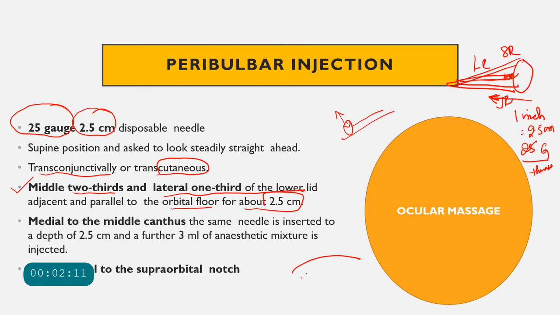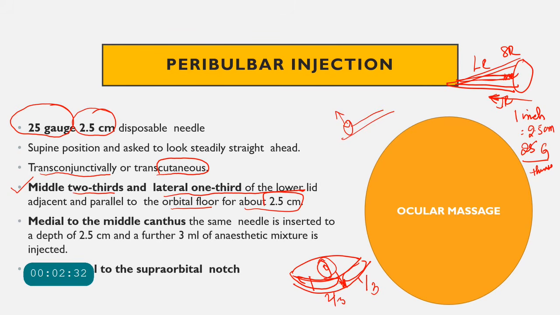So if this is the eyeball and this is the lower lid, what you're going to do is divide it into 3 parts. Okay, in your mind you have to divide it into 3 parts. So the medial 2/3, 2 parts, and this is the lateral 1 part. At the junction of the medial 2/3 and the lateral 1/3, this is the site of entry for the peribulbar injection.